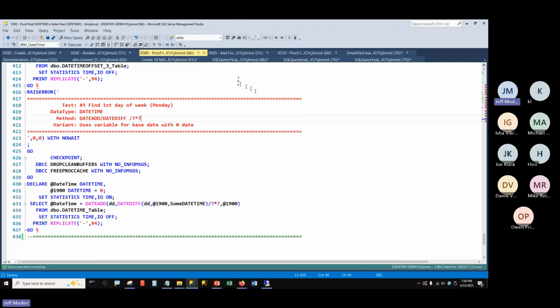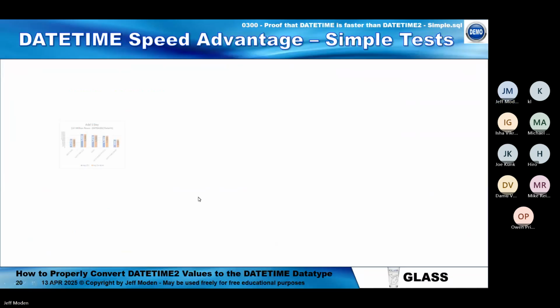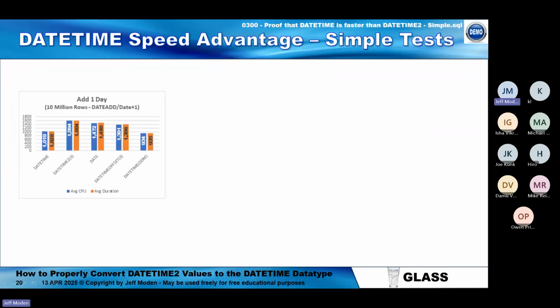Let's see if we can find something a little easier to understand. So here's test 1 for adding 1 day, and you can see the labels here. Let's see if I can do this. I haven't done this kind of a presentation in quite a while. Yeah, you can see the labels here for each test.